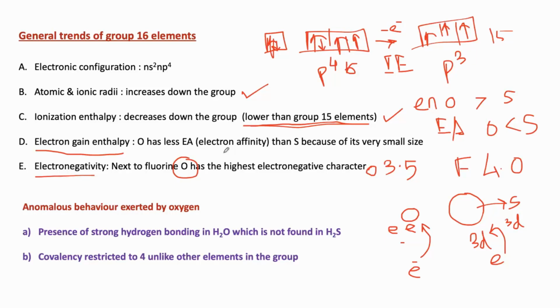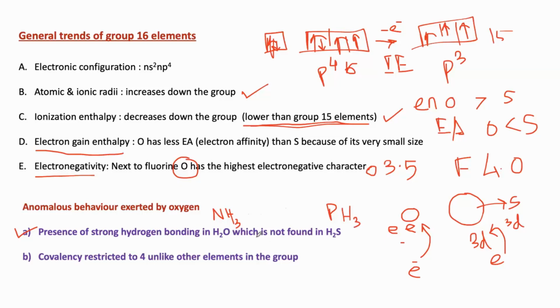And just like the other groups, oxygen shows some anomalous properties that are not shown by the other elements of the group. The first one is the presence of strong hydrogen bonding in water, which is not found in H2S. We discussed a similar fact in the last slide, NH3 versus PH3. There I said the N atom has a smaller size and a higher electronegativity than phosphorus. Here also, the oxygen atom is smaller in size than sulfur, and it has a higher electronegativity than sulfur.